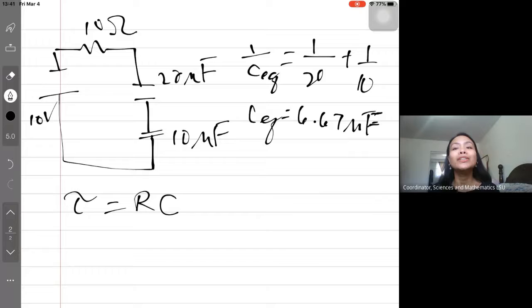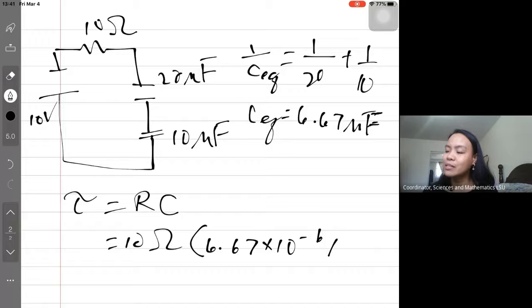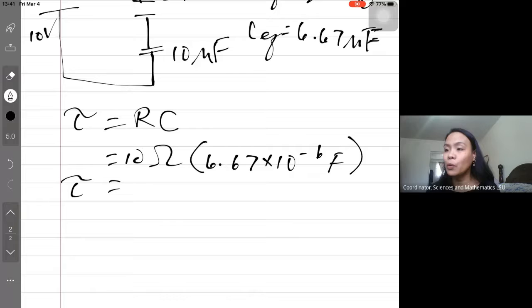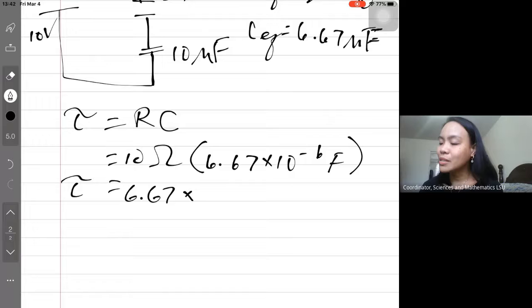So our resistance is 10 ohms, and we should have our capacitance in farad. So we have 6.67 times 10 to the negative 6 farad. Your resistance must be in ohms, and your capacitance must be in farad. So our time constant, which is tau, is equivalent to 6.67 times 10 to the negative 5 second.